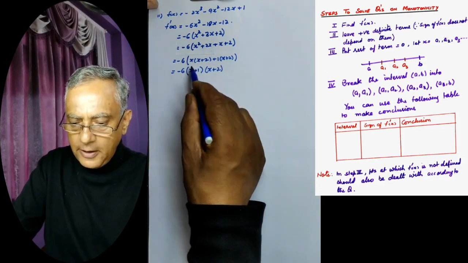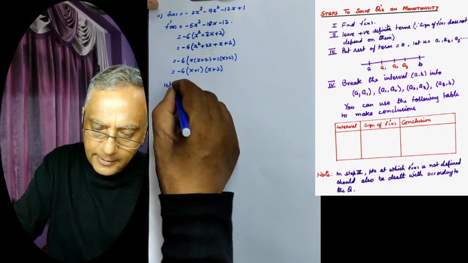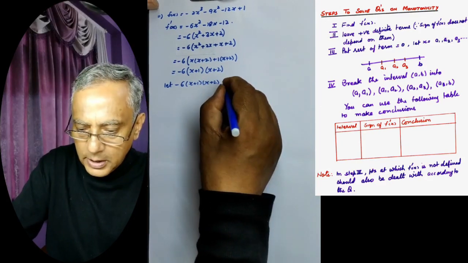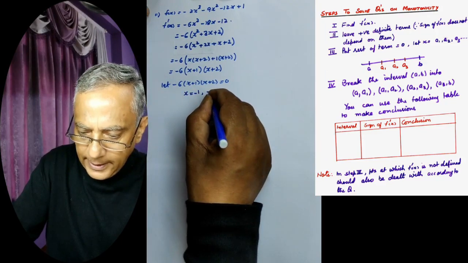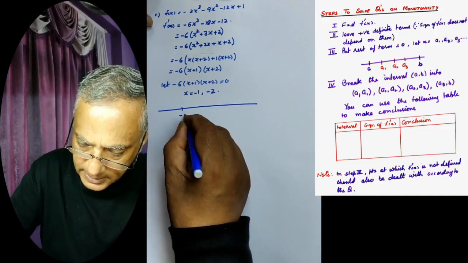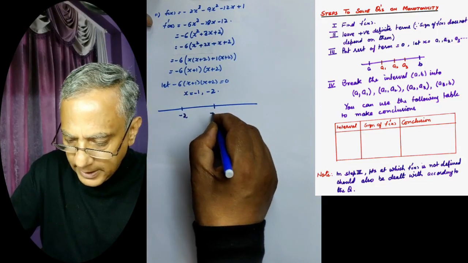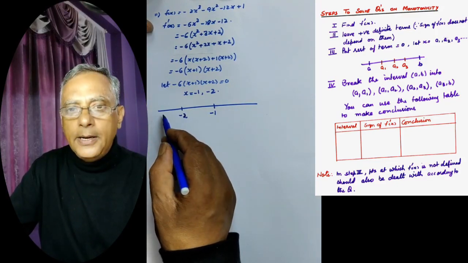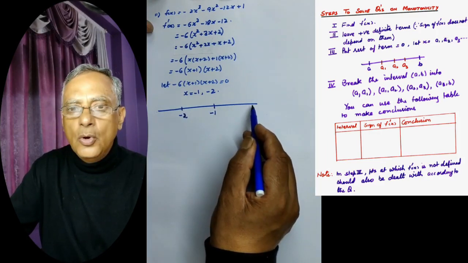Now there is no positive definite term, therefore we put this equal to 0. Let -6(x + 1)(x + 2) be equal to 0, and therefore x is equal to -1 and -2. So we break the number line into 3 intervals: minus infinity to -2, -2 to -1, and -1 to infinity.